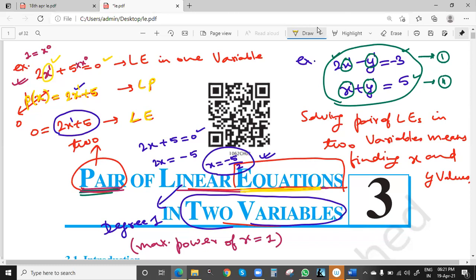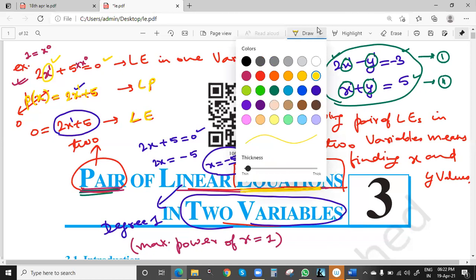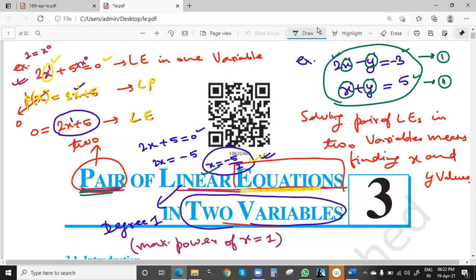So for this example, 2x plus 5 equal to 0, we can find the x value by solving this equation. Basically 2x equal to minus 5 and x will be equal to minus 5 by 2. So one zero value, because the degree was also 1. One zero means one root or one solution value of x, that is x equal to minus 5 by 2.